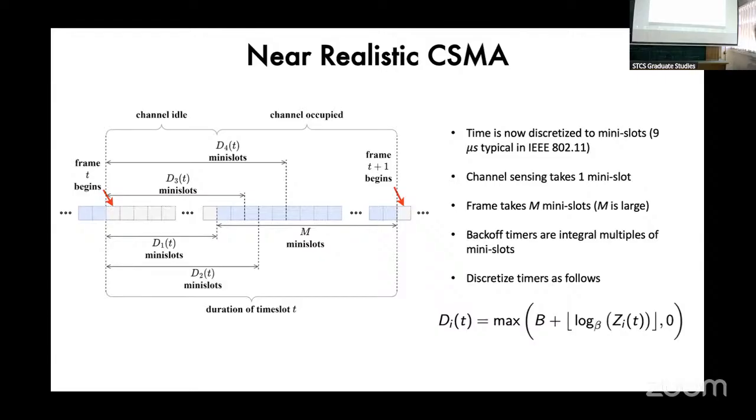The frames for which you're transmitting the packets actually take a long time. So they'll take usually milliseconds or order of milliseconds to transmit a kilobyte sized packet. And we will discretize the timers to be integral multiples of these mini slot lengths.